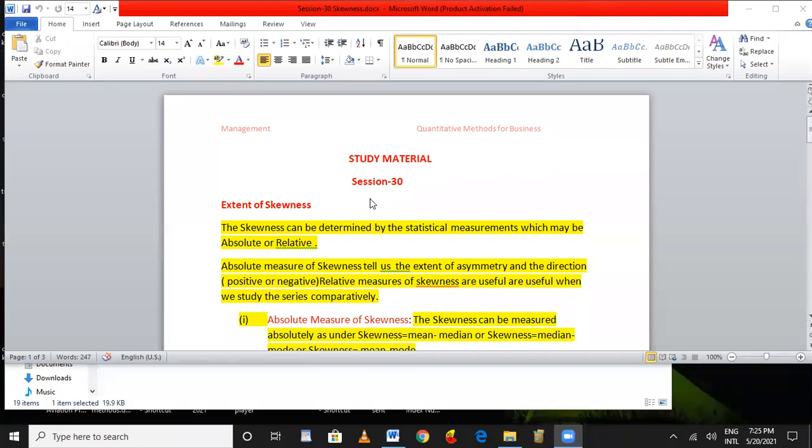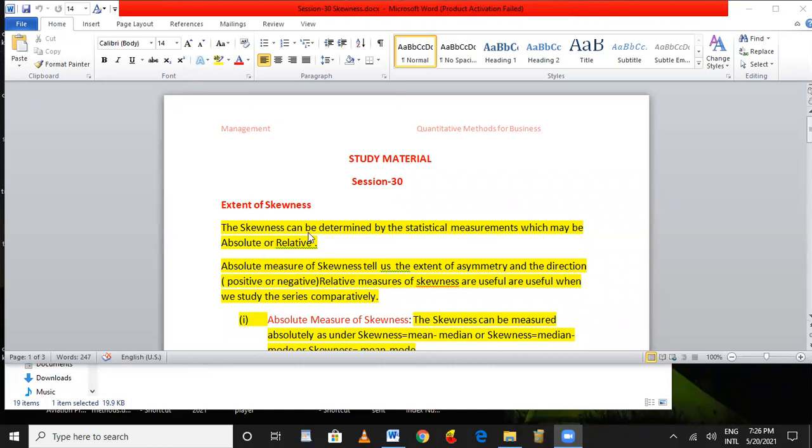Morning, study material, session 30, extent of skewness. In the previous class, we studied about the test of skewness. Now, it is the extent of skewness. The extent of skewness can be calculated or determined by statistical measurements, which may be absolute or relative.